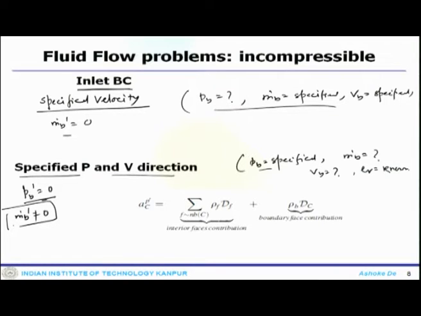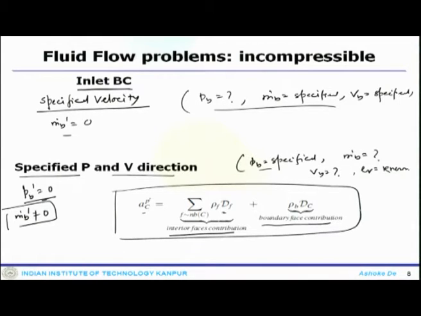Then the inlet can be treated as a Dirichlet boundary condition for the pressure correction equation, and the coefficient of P prime would become like this: AC P prime, rho f df, this is the interior face contribution, and then the boundary face contribution. With this you can solve the specific boundary condition which provides the pressure condition.